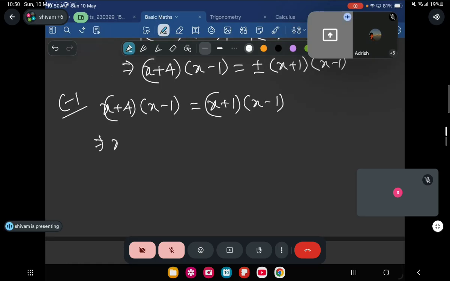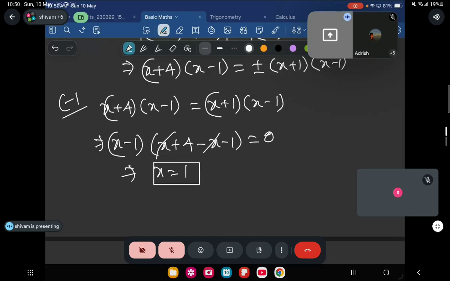Over here, take x minus 1 common. Within brackets you are going to get x plus 4 minus of x minus 1. I have taken the right hand side to the left hand side. If you cancel it off, that means you are saying that x cannot be equal to 1. So this will be equal to 0. From here we are getting x is equal to 1. Case 1 is x equal to 1.